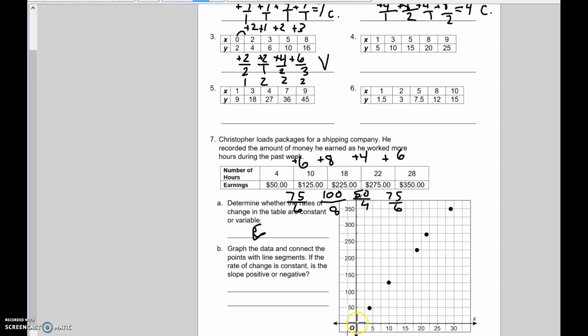Okay, so I'm going to start with the origin and connect it, connect it, connect it, connect it. Yep, it's straight. It's constant rate of change. And is this slope positive or negative? Well, it's going up from left to right. For each of the hours he's increasing, he's making more money. So that's positive. So we would say positive rate of change.